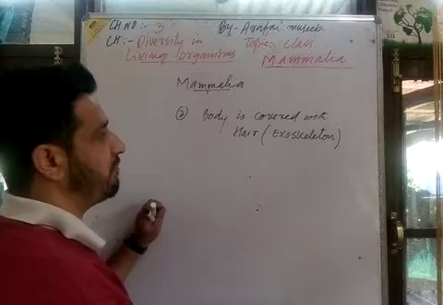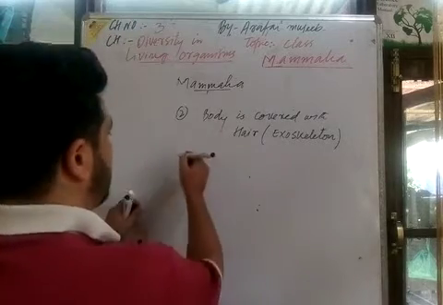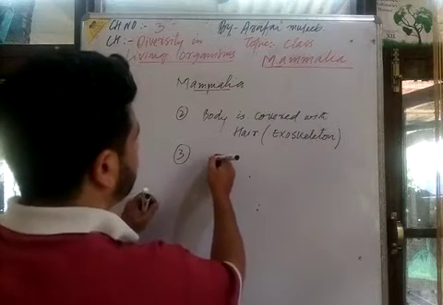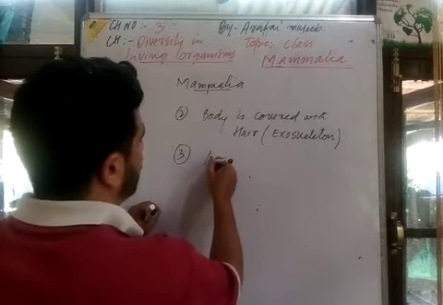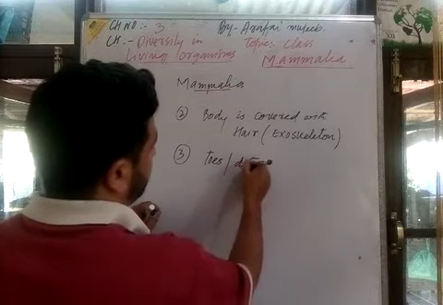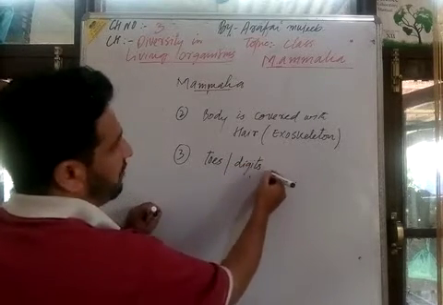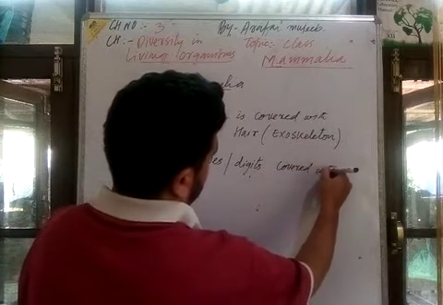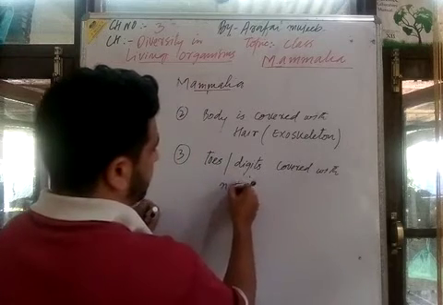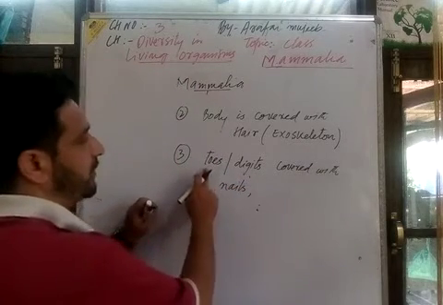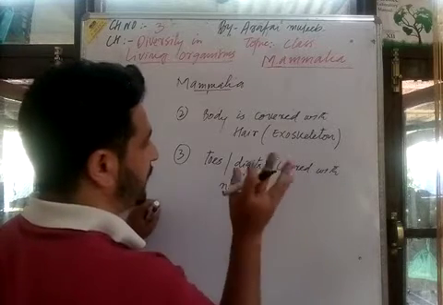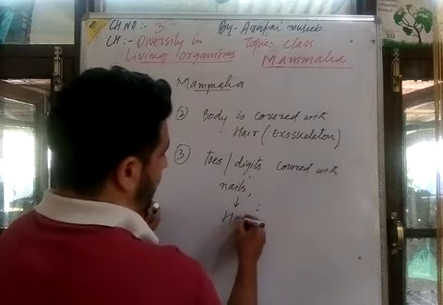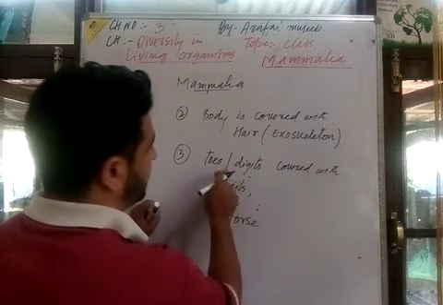Hair, body, their body is fully covered by body hair. Third is that in their toes, which we can also call digitus, they are covered with nails. They are with nails, and sometimes the toes and digitus are fused up, as in the case of the horse. These toes or digitus are fused up.